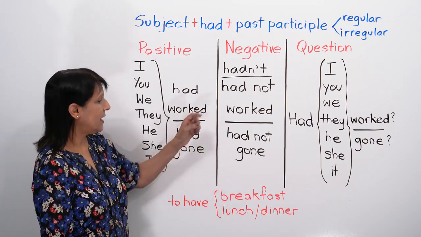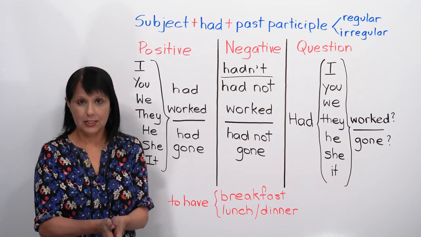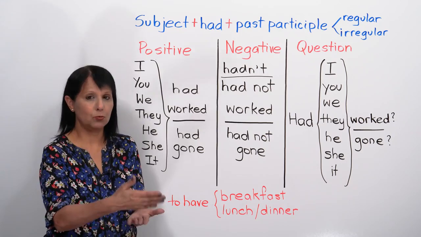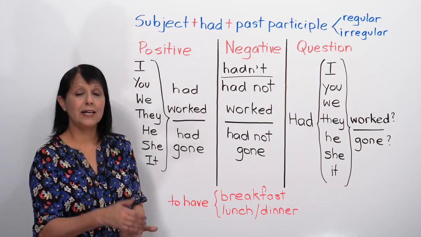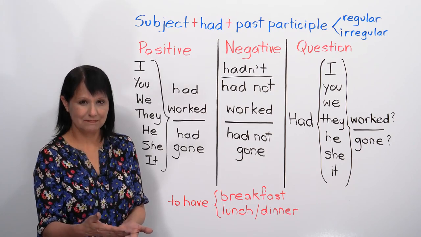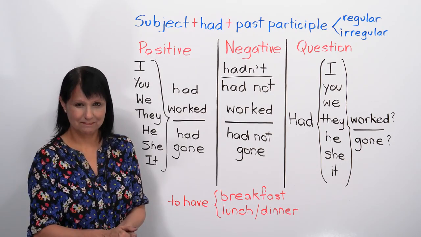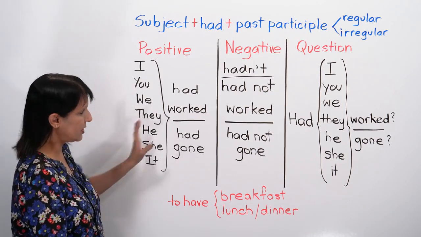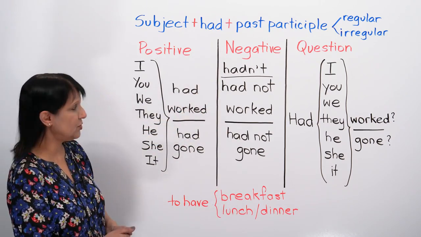Okay? And if you want to shorten it, which very often we do, especially in regular conversation, we don't say I had not worked. We say I hadn't. So let's repeat that. I hadn't worked. I hadn't gone. Okay? And it would be the same for all of the subjects, okay? With the negative form.